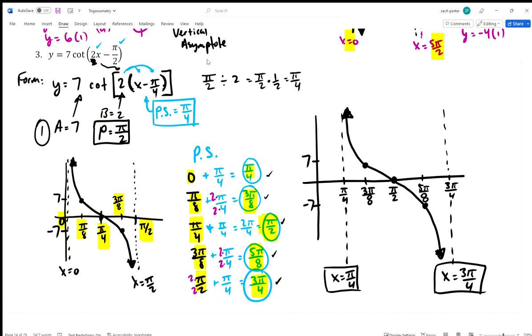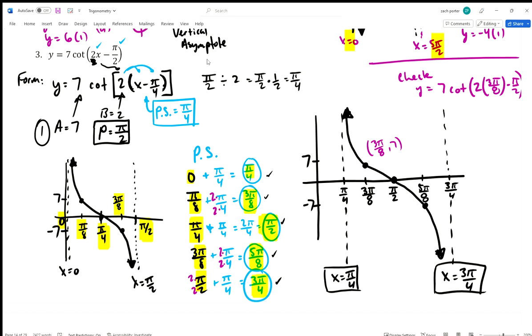Let's check 3 pi eighths. Remember this point here is 3 pi eighths and 7. When we check, we want to plug it back into the original function. So I'm checking by plugging it in. I've got y equals 7 cotangent of 2 times 3 pi eighths, minus pi halves. A little tight, but let's continue simplifying.